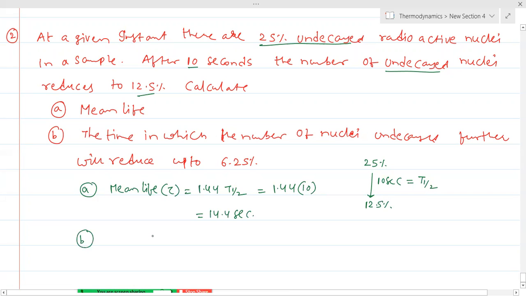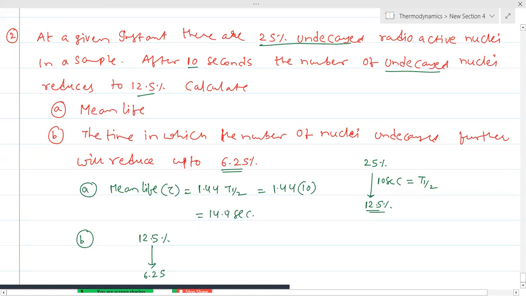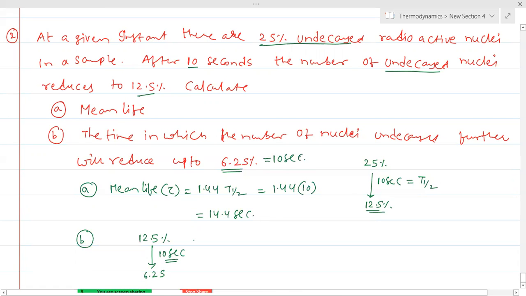The next question is, after what further time does the active number of nuclei decrease from 12.5% to 6.25%. This is also a half-life time, so again it will take 10 seconds. So for part B, the answer is 10 seconds. In this way, we will understand the situation.